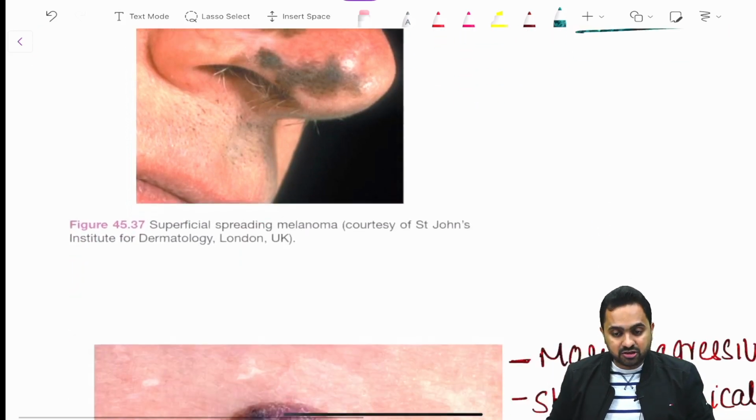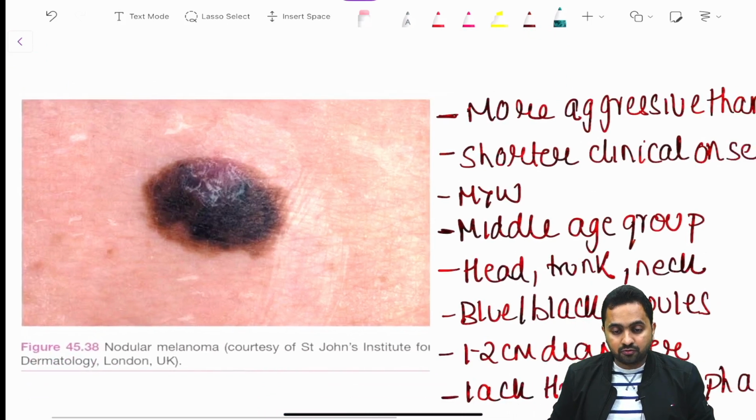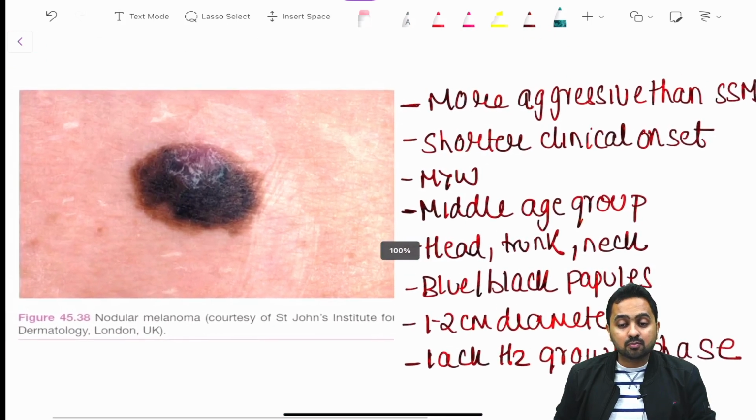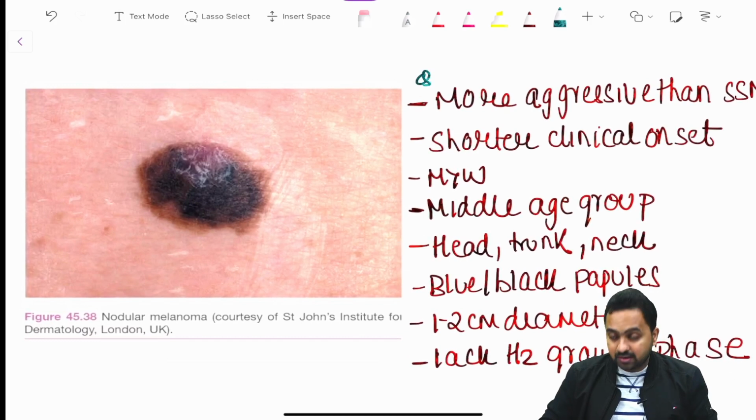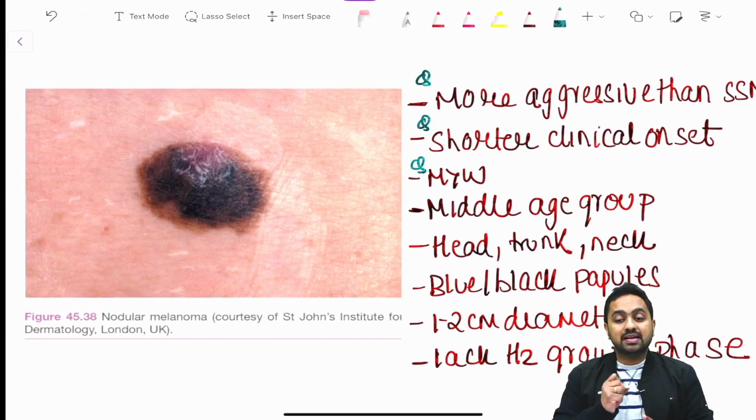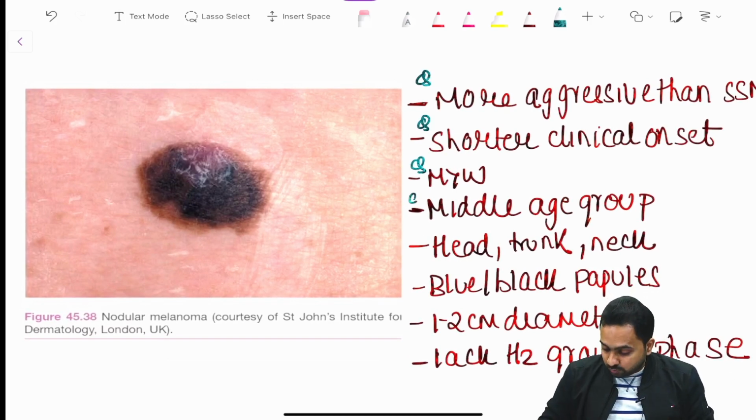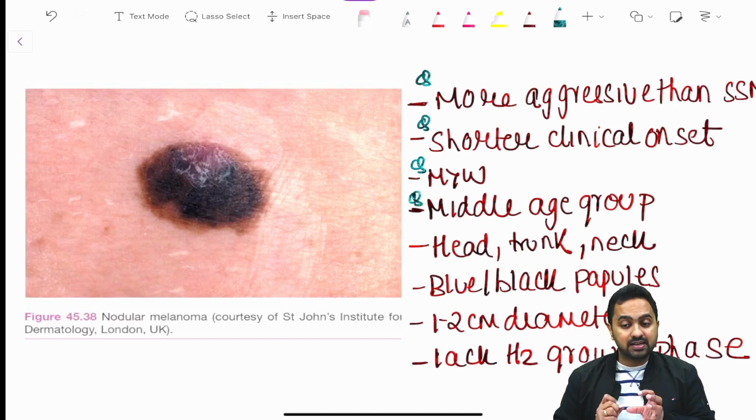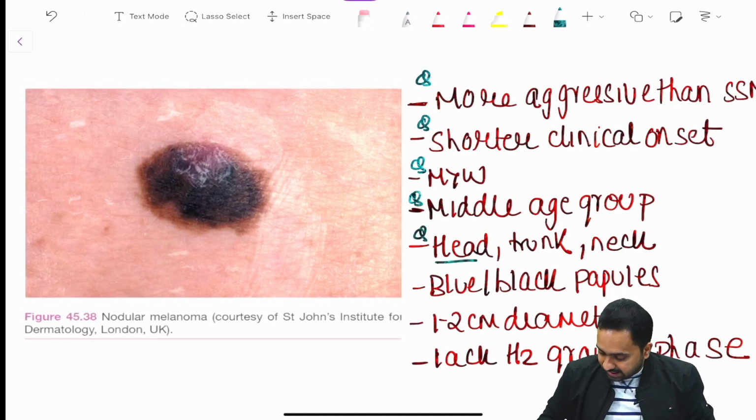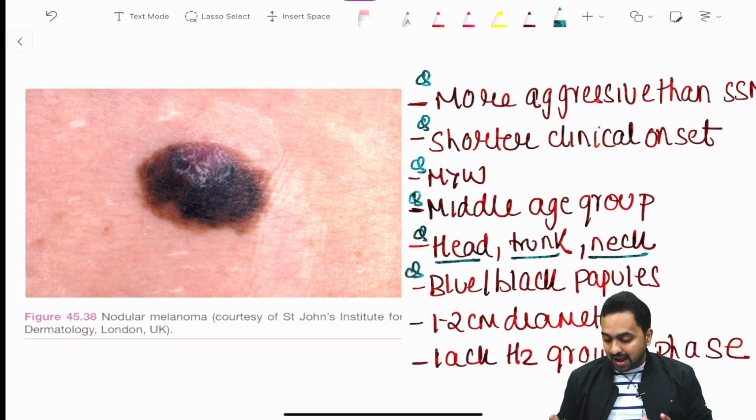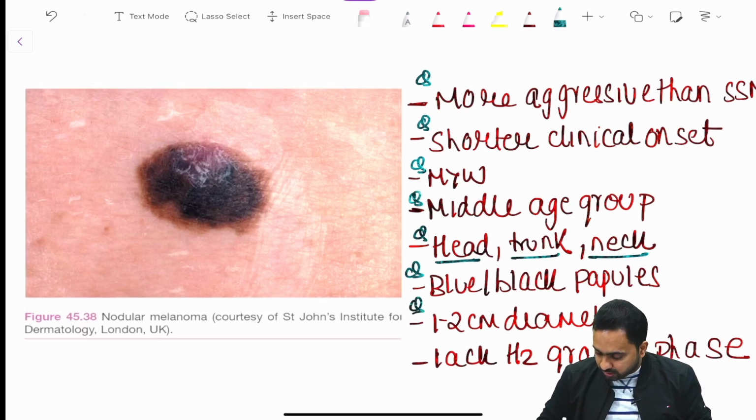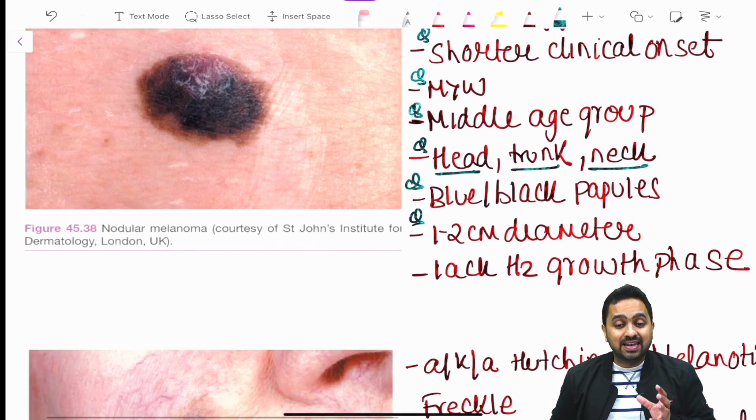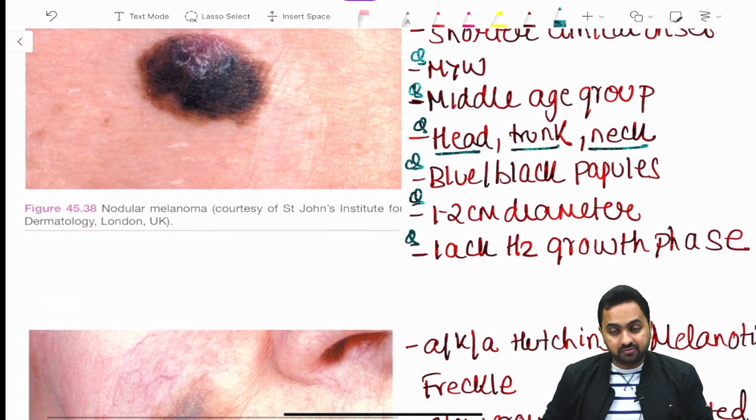Then the next image that we have is of nodular melanoma. It is more aggressive compared to superficial spreading melanoma. It has a shorter clinical onset. It is much more common in men compared to women. It is more commonly seen in the middle age group. It is seen in the head, trunk and neck. They present as blue or black papules measuring 1 to 2 cm in diameter, and they lack a horizontal growth phase.